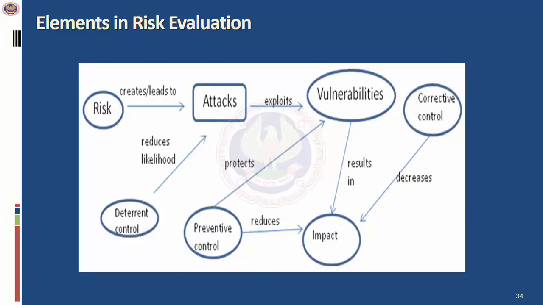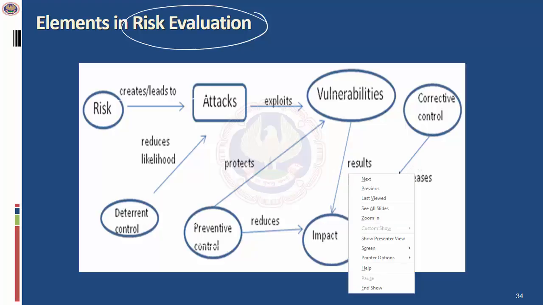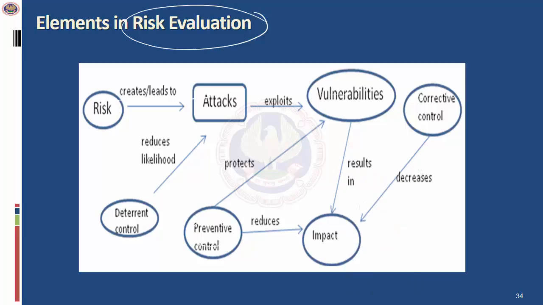Now let's understand how we evaluate the risk. So there is a risk which leads to an attack. The attack exploits the vulnerabilities, and the vulnerabilities have to be prevented. For that, you will have the preventive controls. The preventive control reduces the impact. You can also have the corrective control, which decreases the impact. And you also have deterrent controls. What is the deterrent control? Deterrent control is like the security at the airport with the AK-47. Any person who is thinking of attacking knows that he could risk his life, so losing his life. So that is the deterrent control.